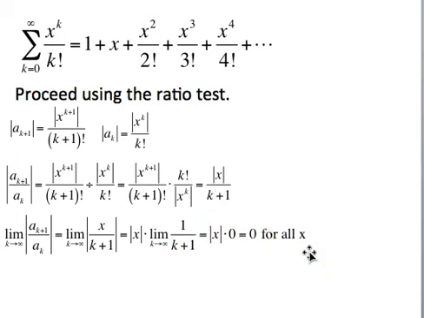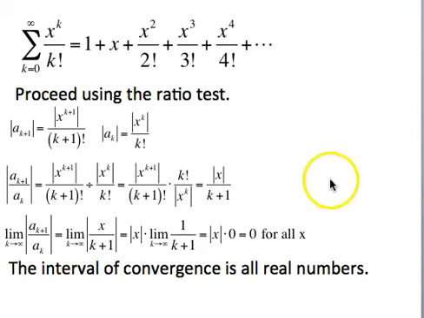And remember, for the ratio test, we have convergence when that limit is less than 1, and 0 is less than 1 for all x. That means no matter what x is, this will converge. So we could say here that our interval of convergence is all real numbers.